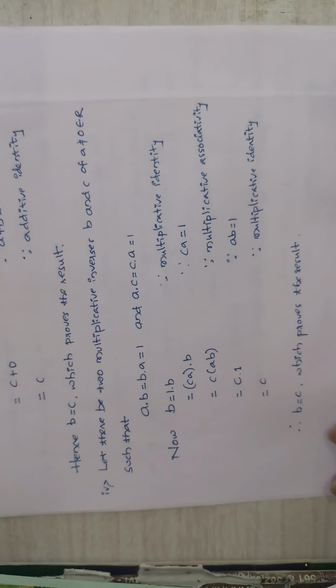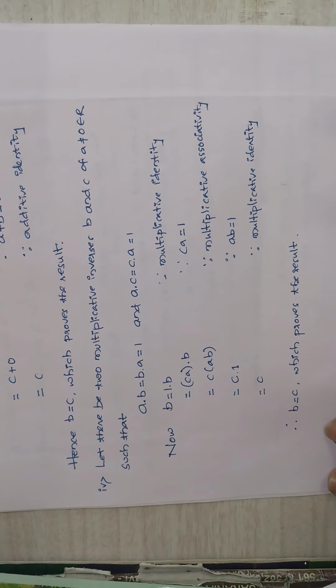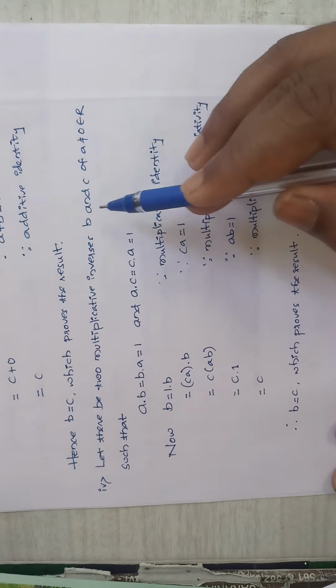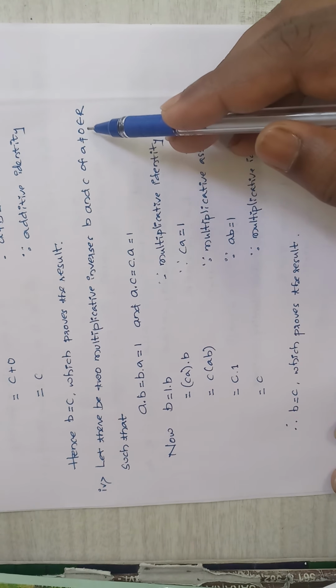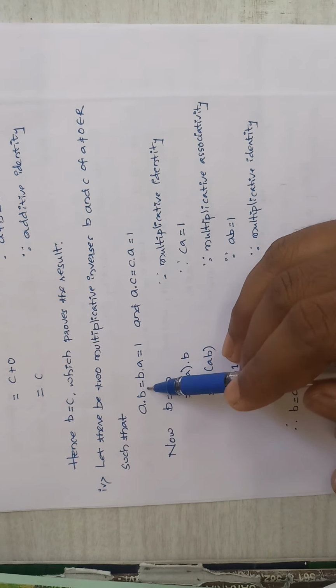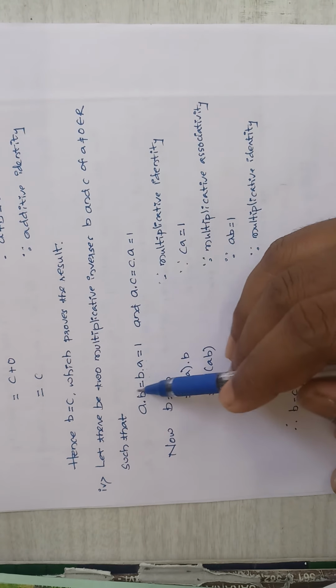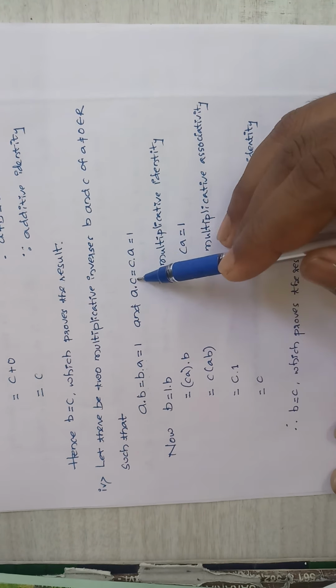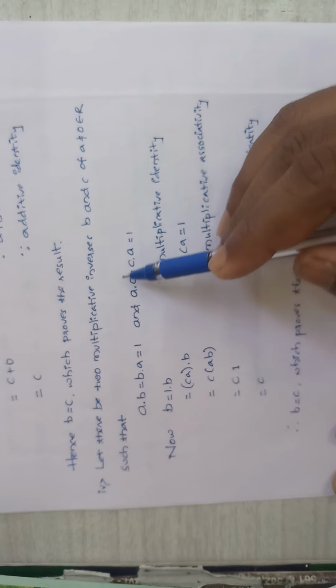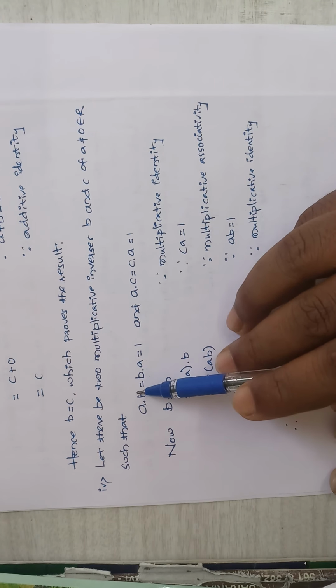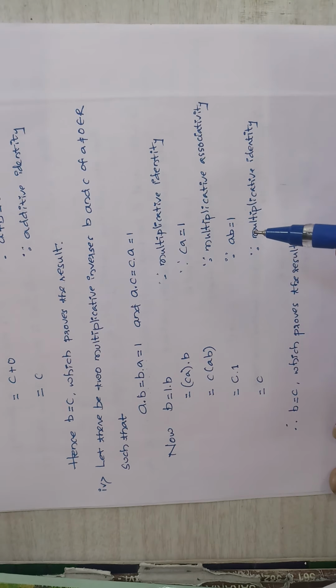So next, the multiplicative inverse is unique. That also we have to prove. Let there be two multiplicative inverses, B and C. Here A, not equal to 0, belongs to R, such that A into B is equal to B into A is equal to 1. Similarly A into C is equal to C into A is equal to 1. I have to prove both multiplicative inverses are equal to each other. Then the result, that the multiplicative inverse is unique, holds good.